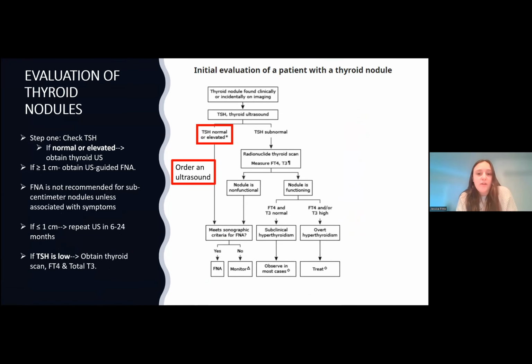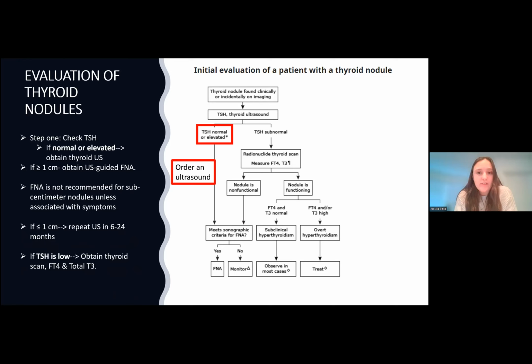So going on with the evaluation of thyroid nodules, you'll see the beautiful flow chart from UpToDate. I'm going to focus on the highlighted red parts first and work through it. Typically, if you find a thyroid nodule clinically or it's incidentally found on another form of imaging, the recommendation is to initially check a TSH and thyroid ultrasound. You'll see that if the TSH is suboptimal or low, below the lower limit of normal, there is a part of this pathway that actually does not utilize a thyroid ultrasound in the workup and diagnosis.